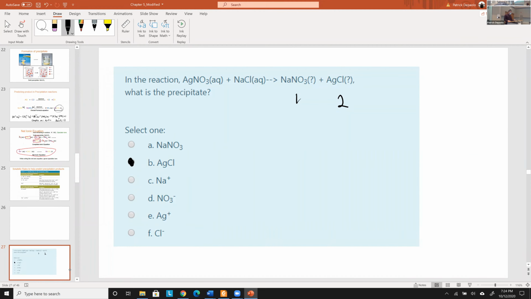Because you have silver, so silver chloride. And also, even if you didn't know that, you know that NaNO3 is soluble, but that's nitrate. And something that's important is it's not the ions. The ions are never the precipitate. It's always the solid that forms from whatever combination of cation and anion. So it's either A or B. I mean, it's definitely not the other ones, but we know it's B because of the rules. Okay, cool.